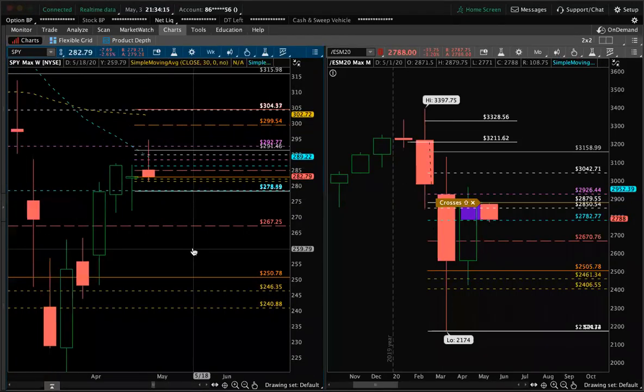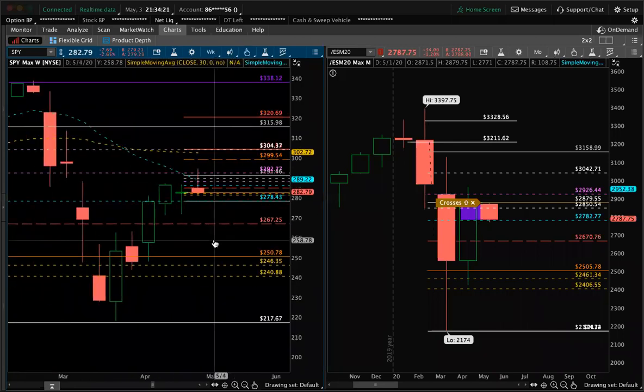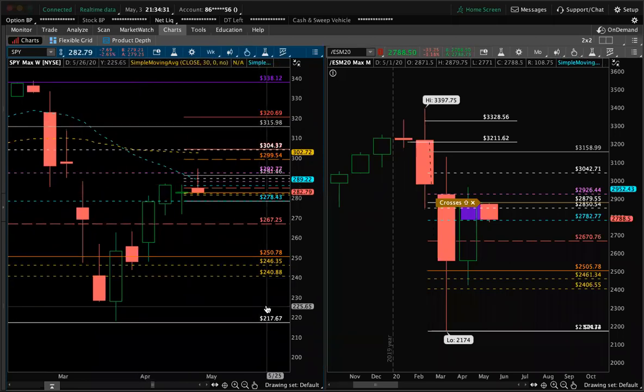I never get intimidated by red candles, especially weeklies. If you look at the past weeklies, they've basically been inside, followed by a green candle the following week. I'm not saying this pattern is going to persist or be the exact same thing. But so far, we're holding our blue level, 27.82.75 on ES, and 278.43 for SPY going into this week.